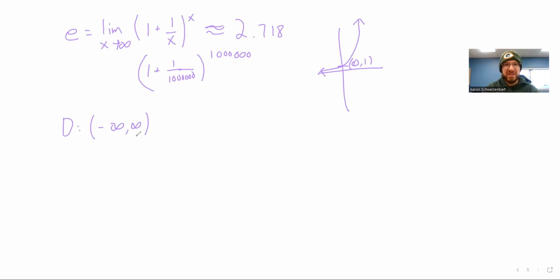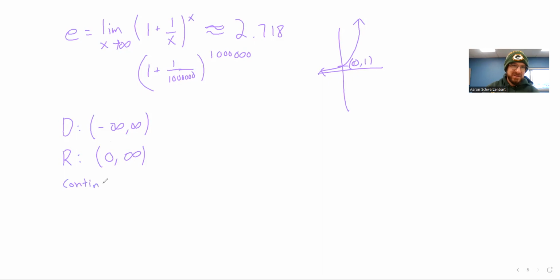I want domains and ranges written in this form using interval notation. The range, I'm looking at the y-coordinates. Because 0 is an asymptote, this one doesn't cross the asymptote. It is not including 0. We need to start getting the including and not including parts right as we're doing these. This is not including 0.